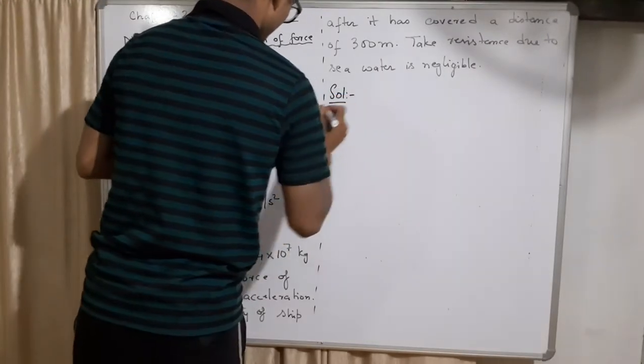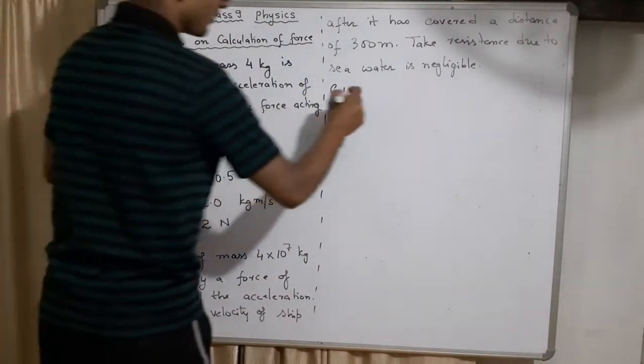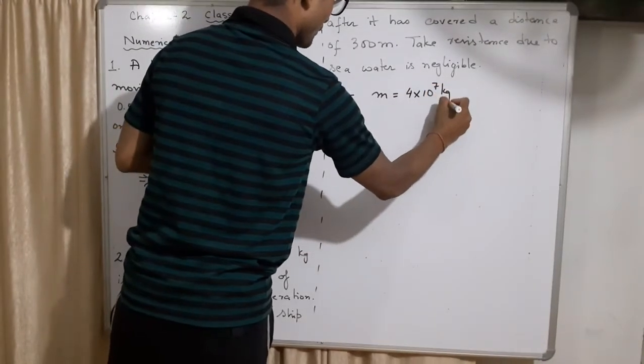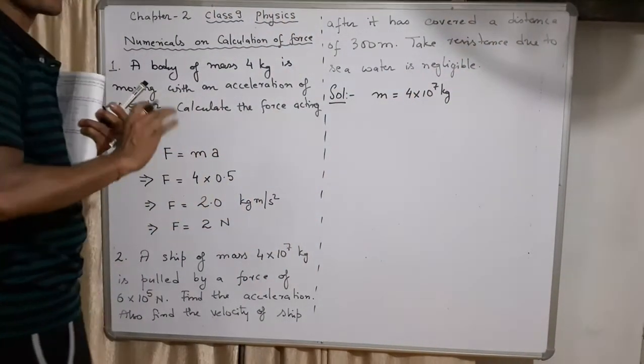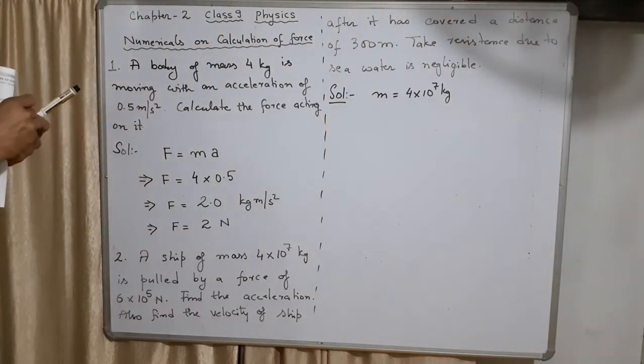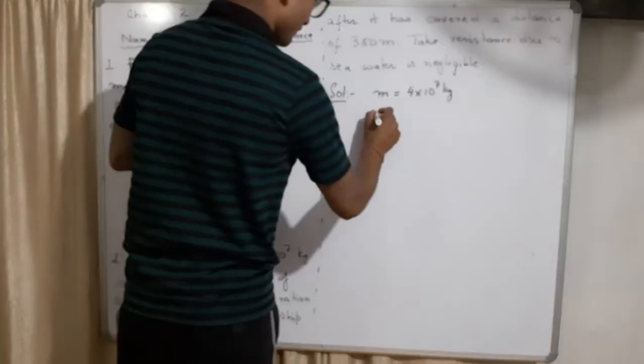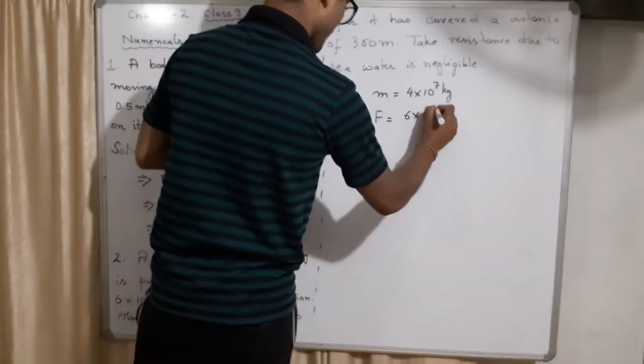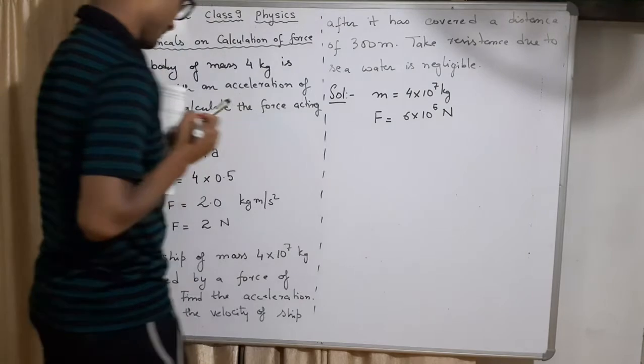So now how to start? Ship of mass is how much? 4 into 10 to power 7 kg, quite big. 4 and then 7 zeros. Don't write 7 zeros. It is easy to write like this. It's pulled by a force. Now force is applied to pull this mass. How much? 6 into 10 to power 5 Newton. Both are in SI unit, no change required.